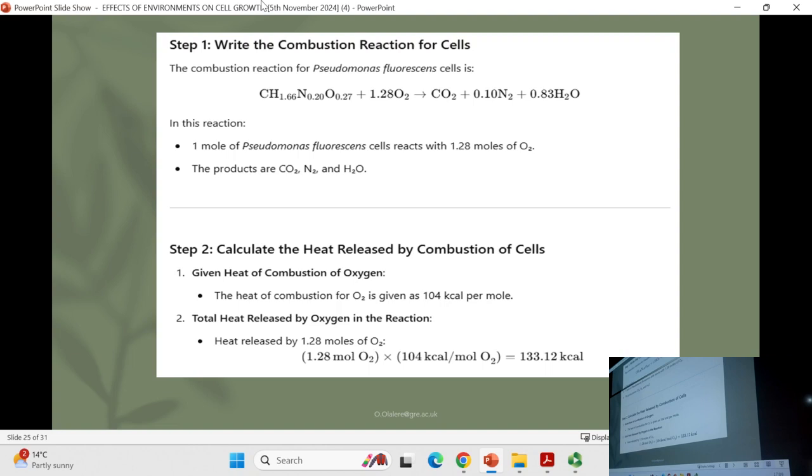Now, the thing is, she's asking that we have calculated the heat release only for oxygen. No, we are talking of combustion. What is combustion? So we are talking of combustion, and you have already seen it there.